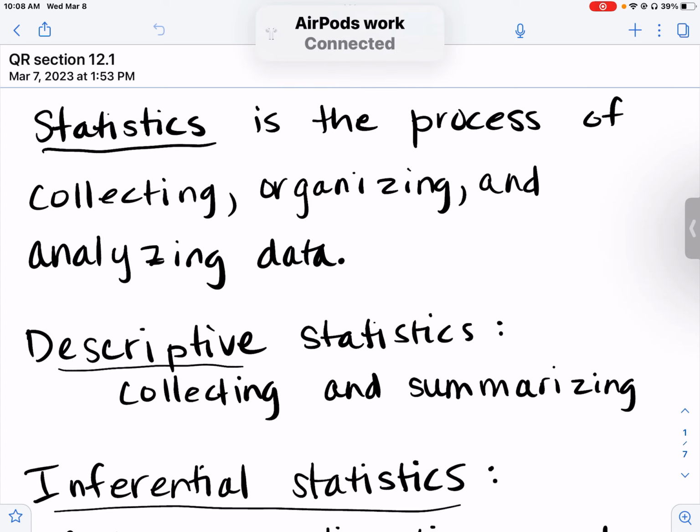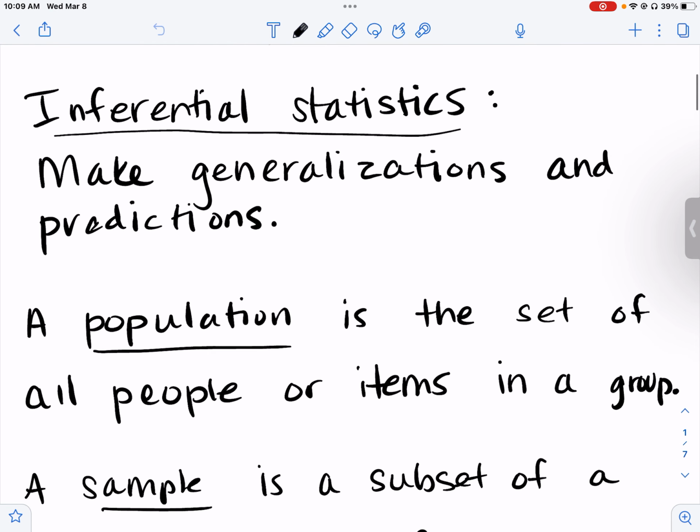Section 12.1. Statistics is the process of collecting, organizing, and analyzing data. Descriptive statistics is collecting and summarizing, maybe gathering information, making a graph. Inferential statistics makes generalizations and predictions. Maybe you are tracking a storm, like a weather person, and based on the path that it has taken, you can predict where it's going to go next.